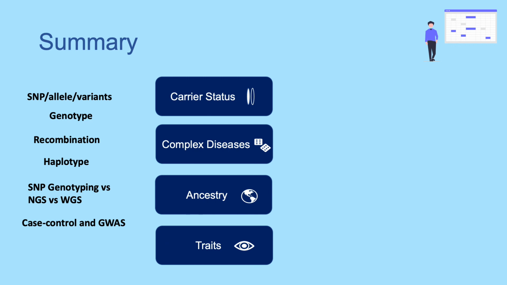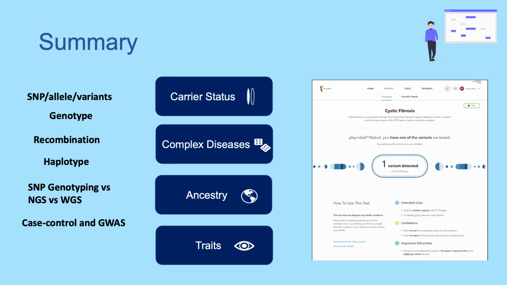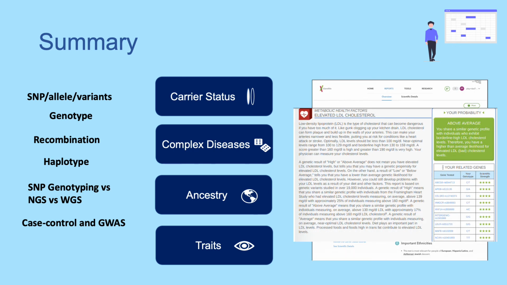Then we went through a few example reports from DTC companies such as 23andMe, Ancestry, and Pathway Genomics, so you can get a better understanding of what to expect. We hope this webinar provided you with the necessary knowledge to better understand your DTC genetic test report. Thanks for watching.